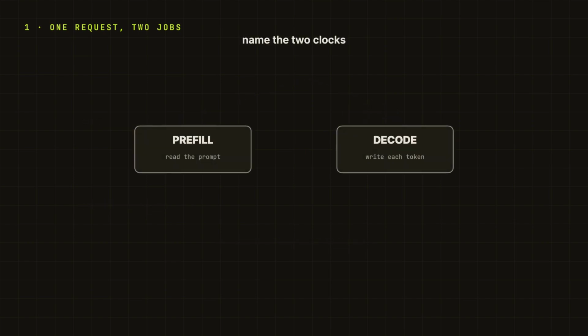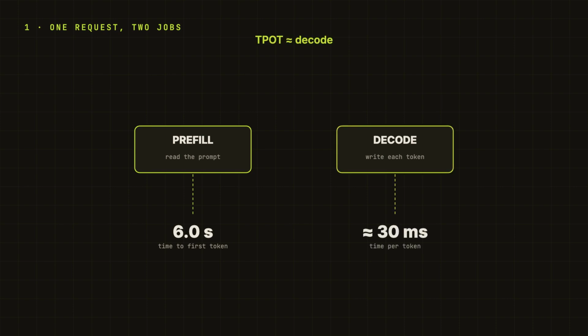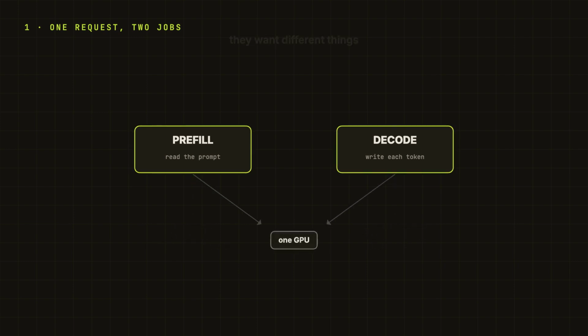So already we can name our two clocks. The time until that first token appears, that is mostly prefill. And the time between each token after that, that is decode. One request, two jobs. And honestly, almost everything hard about serving comes from the fact that these two jobs want completely different things from the GPU.